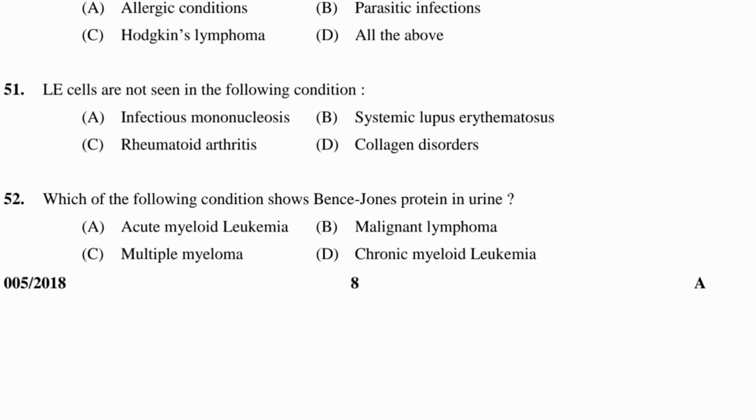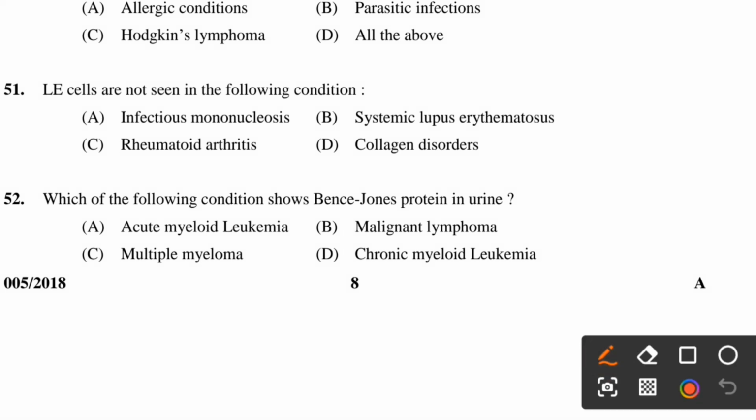Next question. LE cells are not seen in the following condition: infectious mononucleosis, SLE, rheumatoid arthritis, collagen disorders. Right answer is option A, infectious mononucleosis. LE cells are not seen in infectious mononucleosis as it is not an autoimmune disease. Next one, which of the following condition shows BJP or Bence Jones protein? Acute myeloid leukemia, malignant lymphoma, multiple myeloma, chronic myeloid leukemia. Right answer is multiple myeloma.